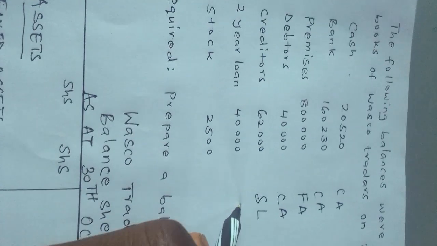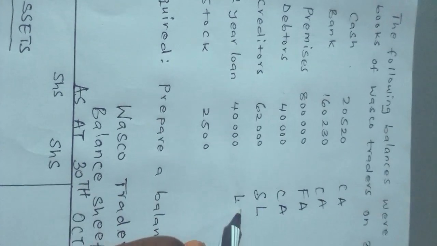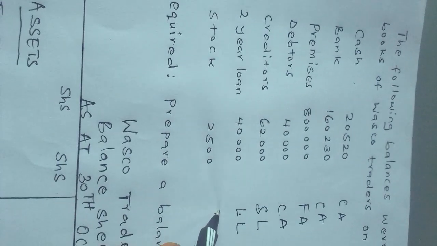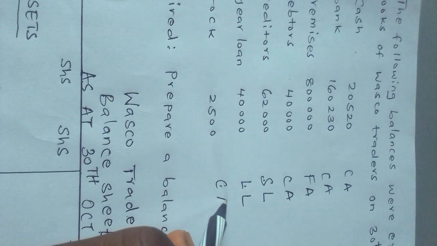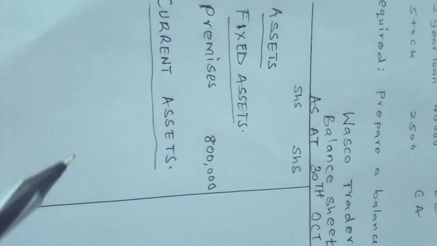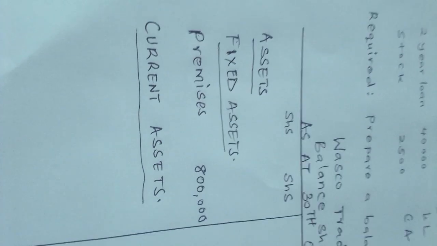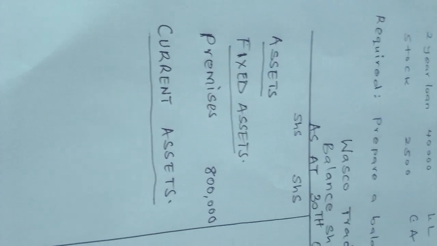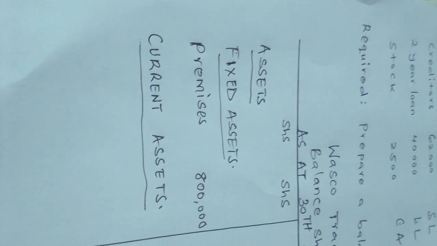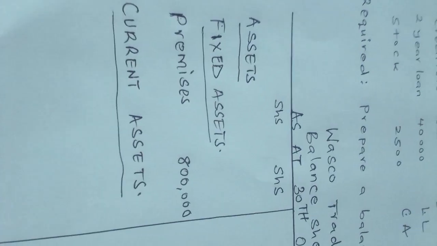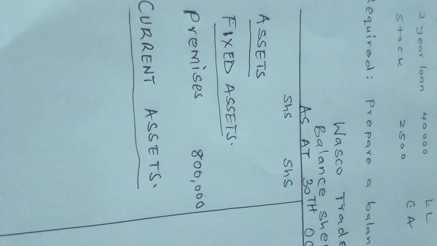Then under stock, the second most permanent asset is actually the debtors. So you write debtors, and the value of debtors is actually 40,000. And then you go to bank. Cash at bank is the third most permanent asset. So you write bank, and the value of bank is 160,000.